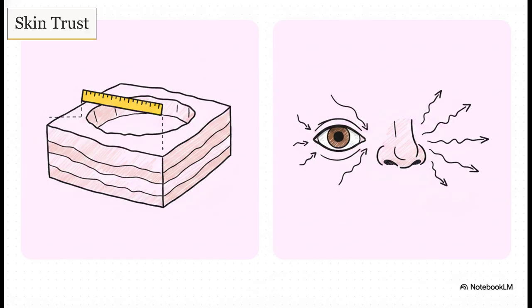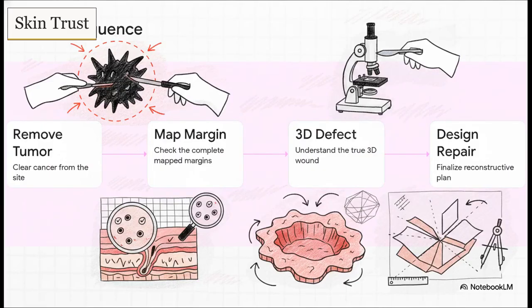So the true complexity of a repair depends heavily on missing tissue layers, the blood supply, the patient's overall health, and exactly how tension will impact that functional anatomy, not just on what a ruler says about the surface area. And this brings us to an absolutely crucial foundational rule of reconstruction. Definitive design must follow complete cancer clearance.